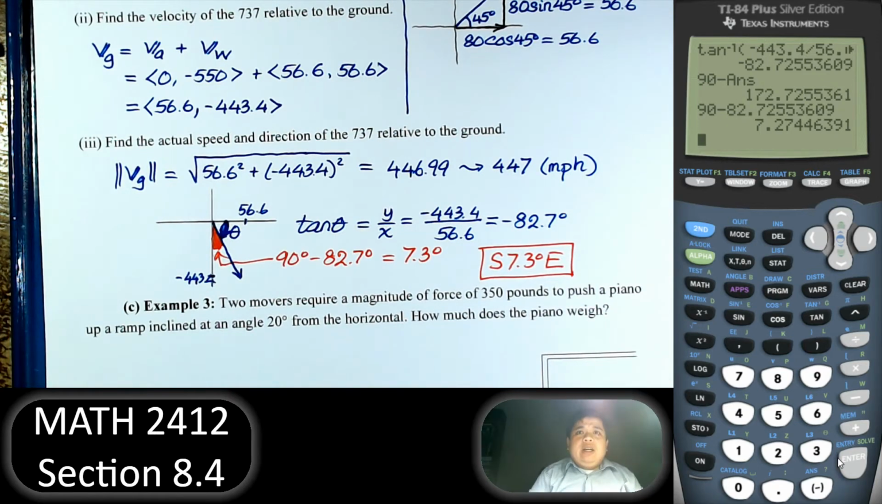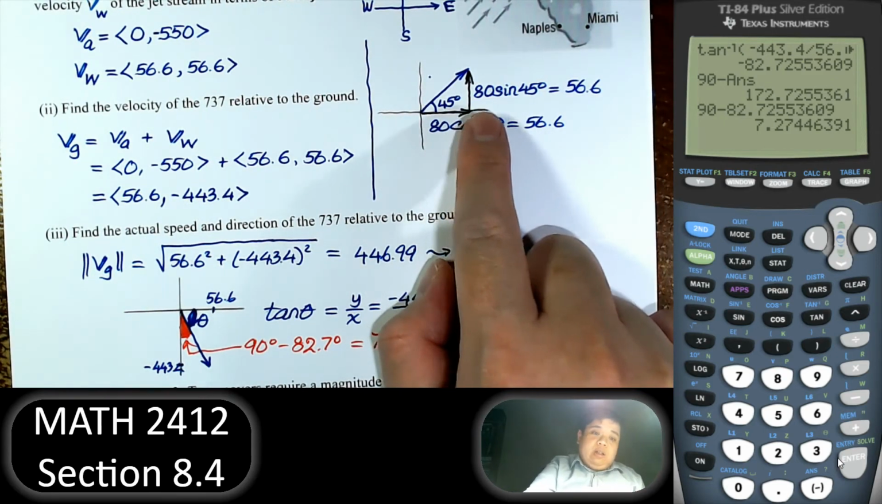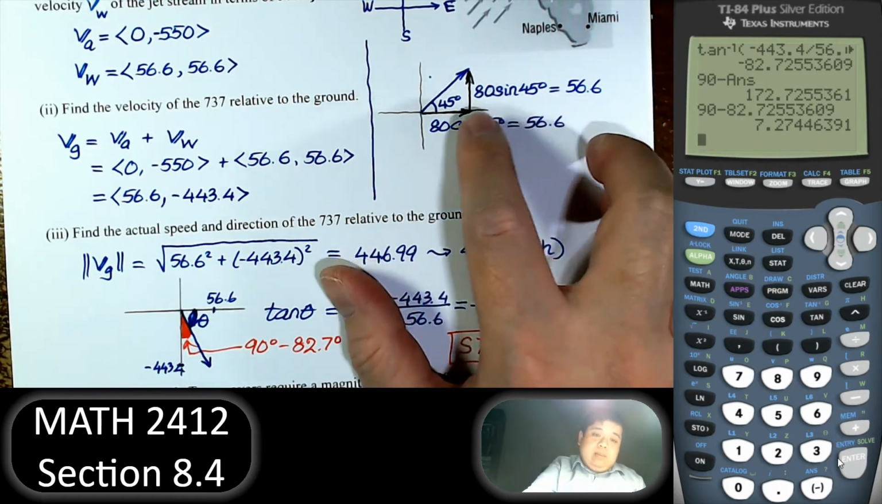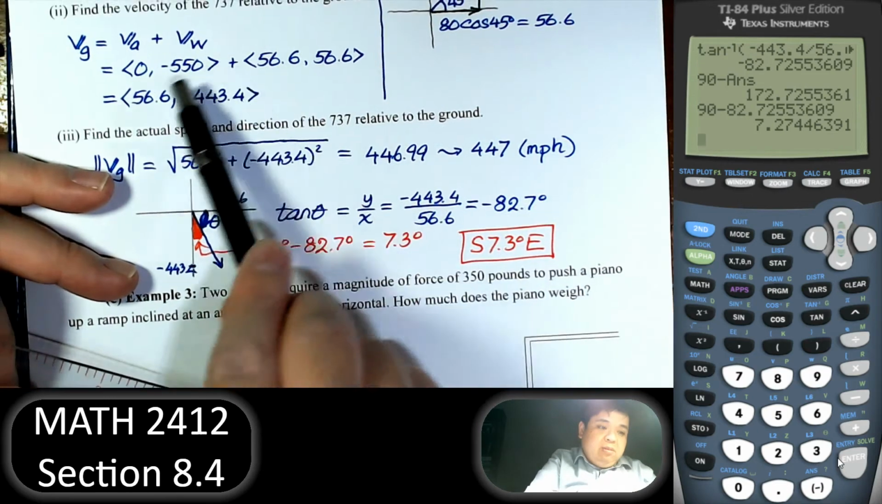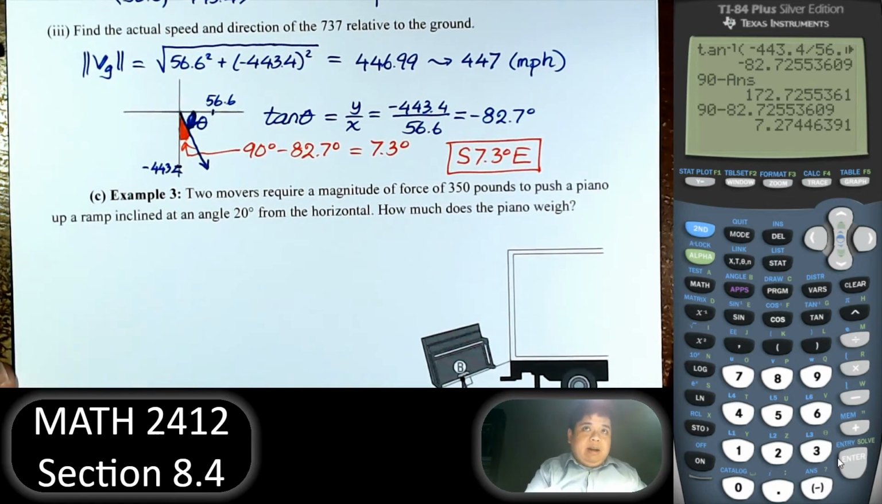Right. So pretty much, if we have the vector, we decompose it into the two components. The vertical component is the magnitude multiplied by sine, and the horizontal component is the magnitude times cosine. And when we add vectors, we just add the components. So that's pretty much it.